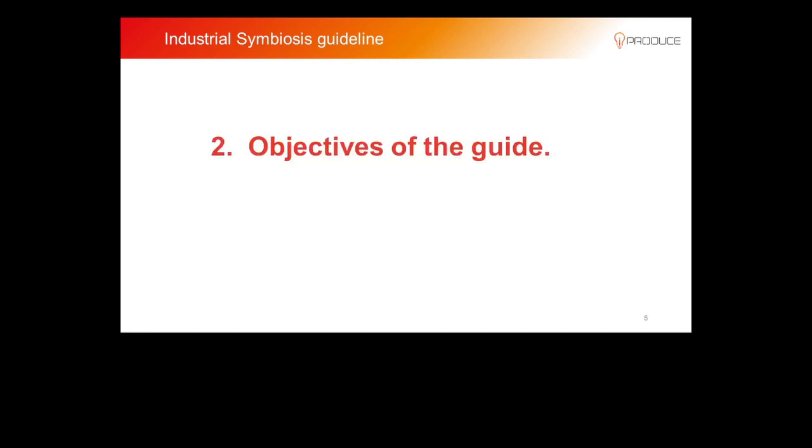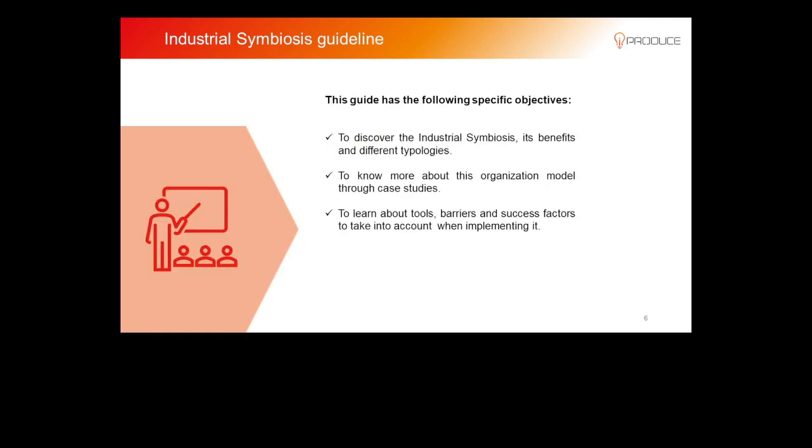We will now detail the learning objectives of this guide. The specific objectives of this guide are the following. First, to discover industrial symbiosis, its benefits, and different typologies. Secondly, to know more about this organization model through case studies. And lastly, to learn about tools, barriers, and success factors to take into account when implementing it.